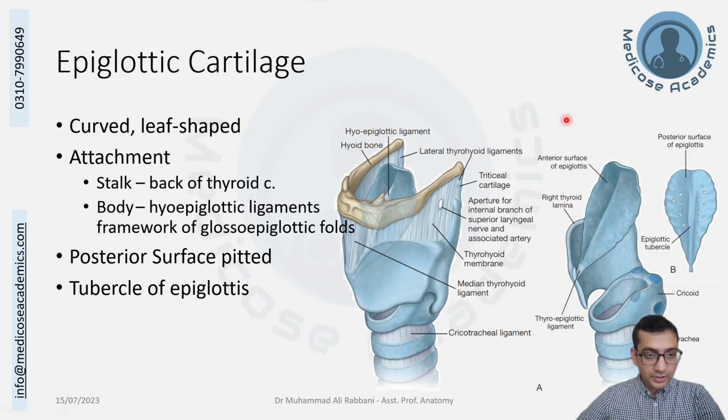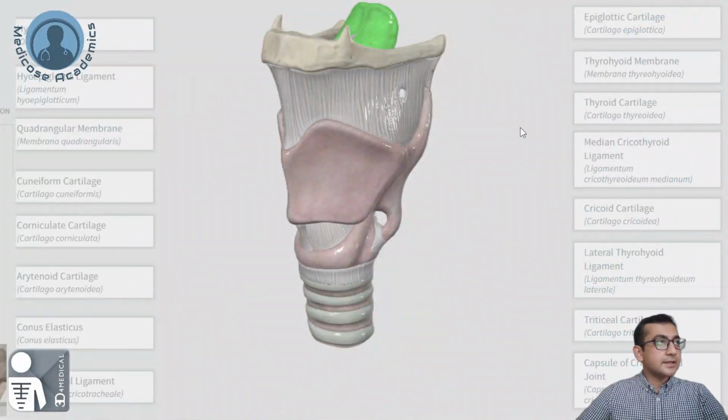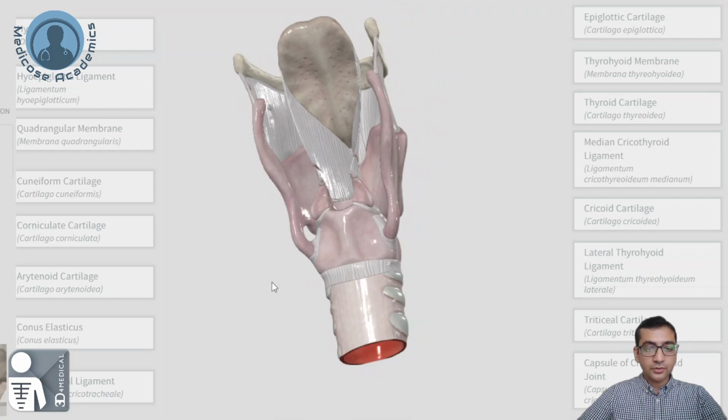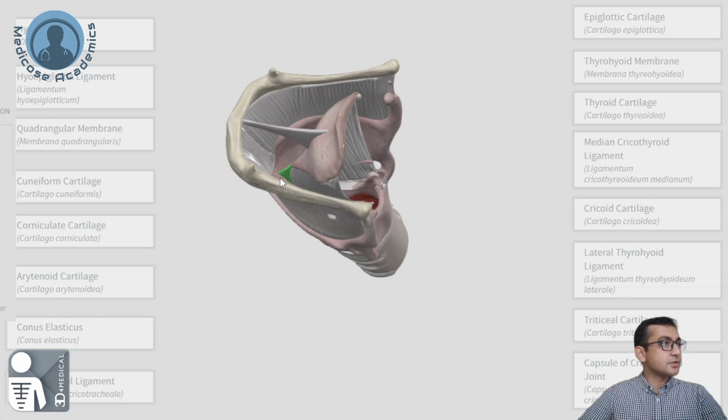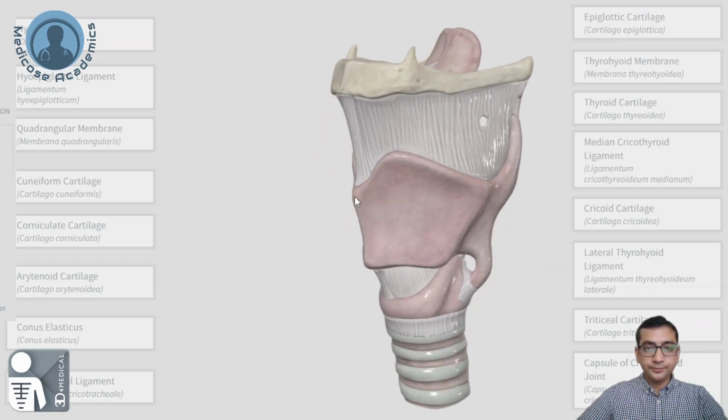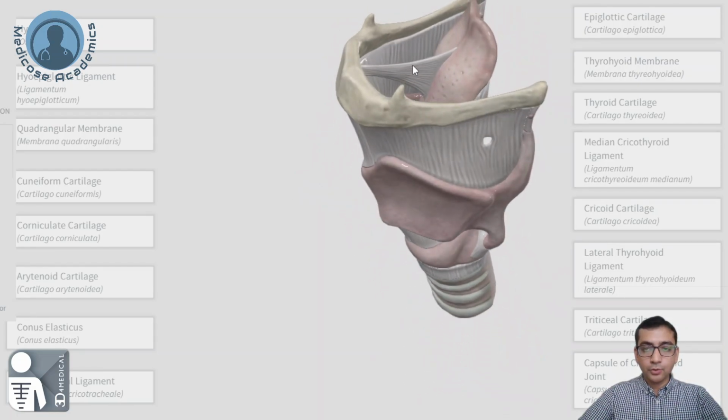Then there is epiglottis. It is a curved leaf-shaped structure. It is relatively freely hanging. I'm saying relatively because it has a lot of attachments. It does not attach to the skeleton on each side. It is only attached to the skeleton of the larynx through this ligament that is known as the thyroepiglottic ligament, and it is attached to the hyoid bone at the front, and it has lateral attachments to the hyoid bone also. So these are known as hyoepiglottic ligaments.